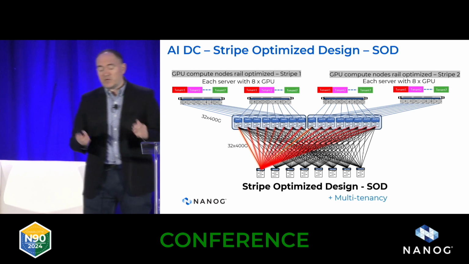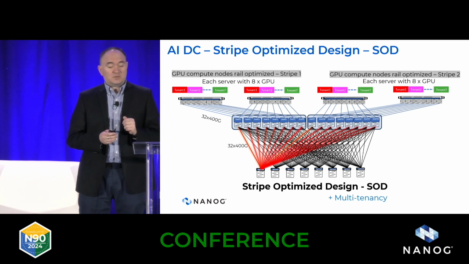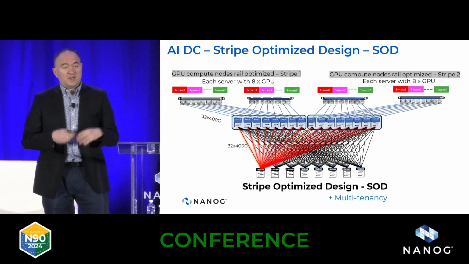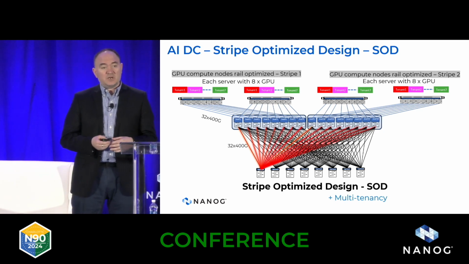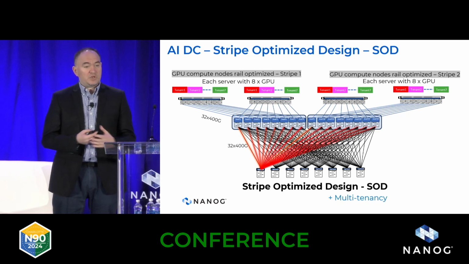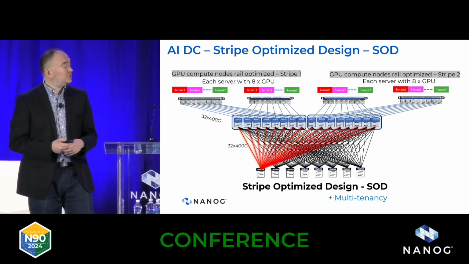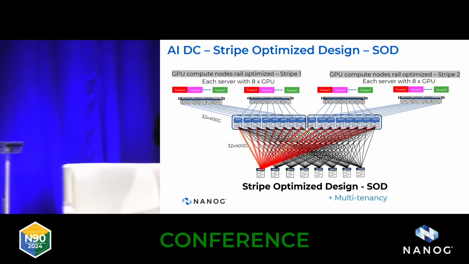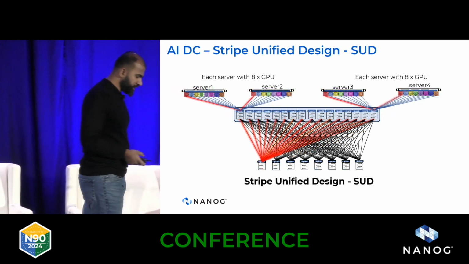For example, we may have a situation where a red tenant is using a lot of bandwidth, and the flows he's generating are very long-lived flows. So in this context, we may be tempted to use some of the traffic engineering mechanisms. Yeah, that's true. And the other one is the stripe unified design.